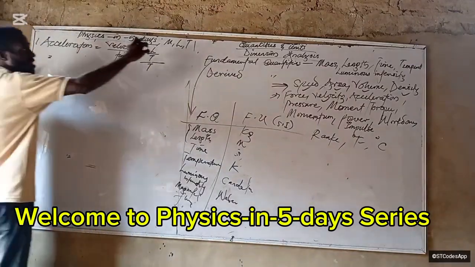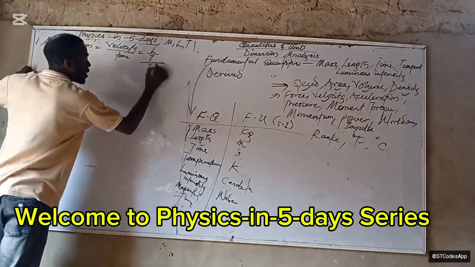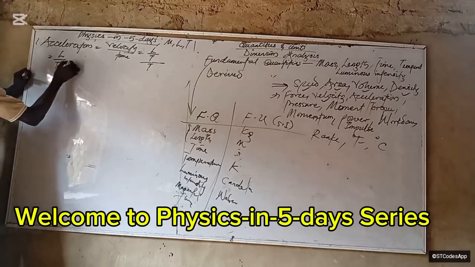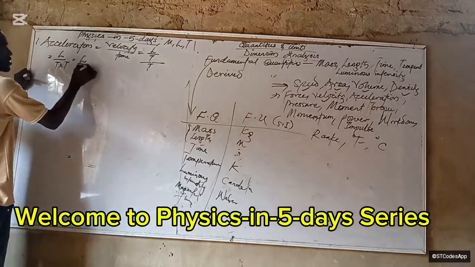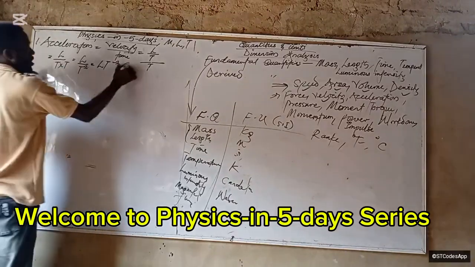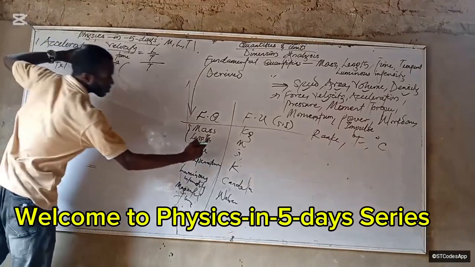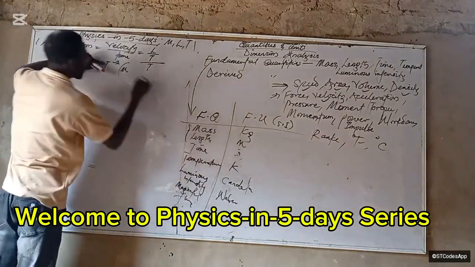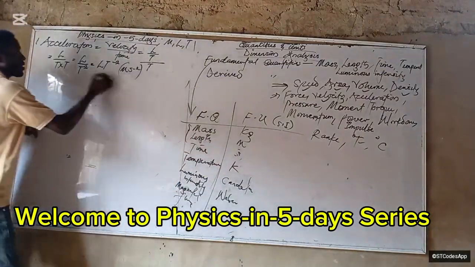I've told you, if you are dividing a fraction by a whole number, just bring down the denominator, so it becomes L over t times t. That becomes L over t squared, which is equal to L t raised to the power minus 2. In units, length is meters, right? Time is seconds, right? So meters per second squared, that's the answer.